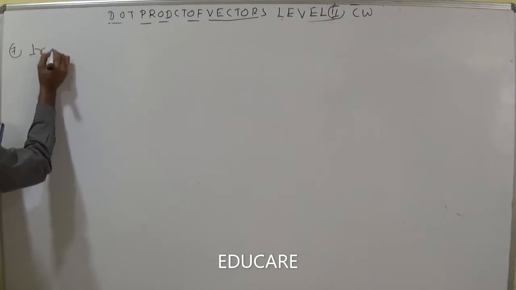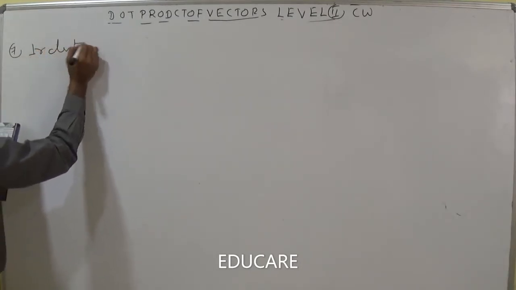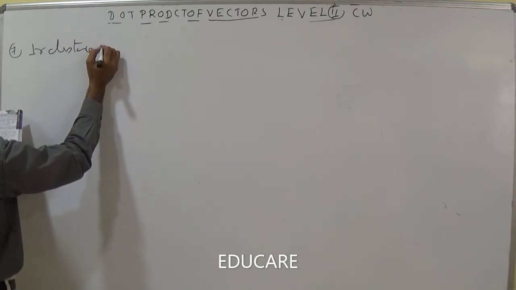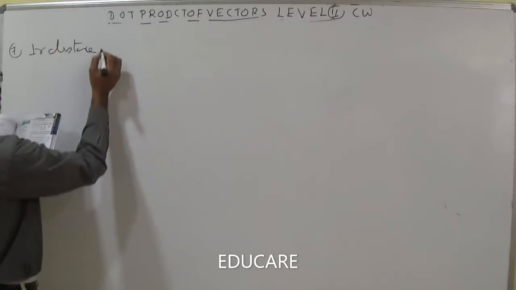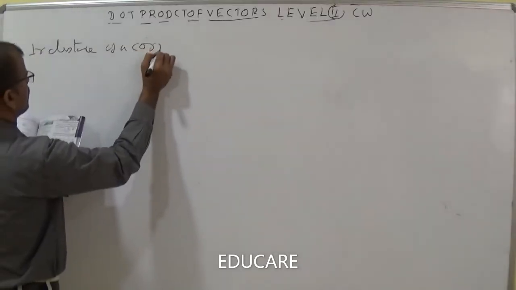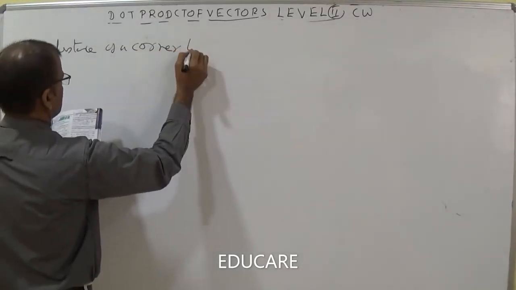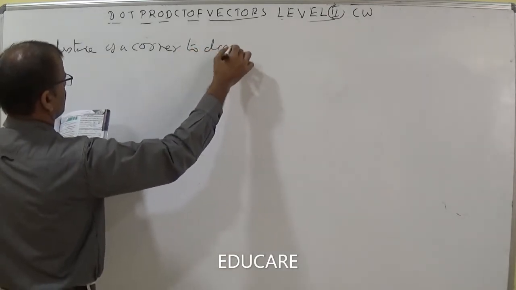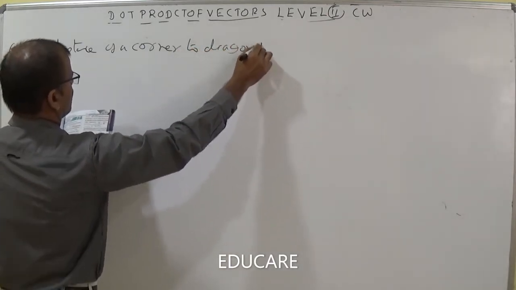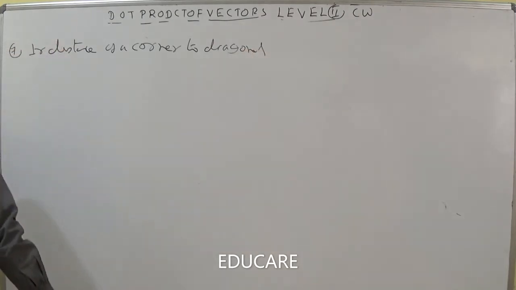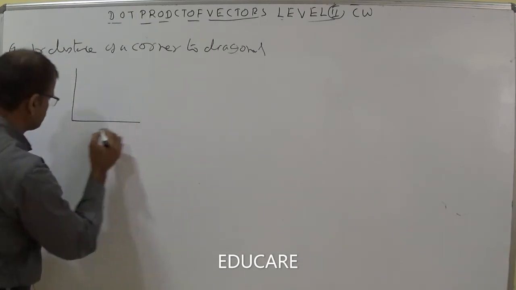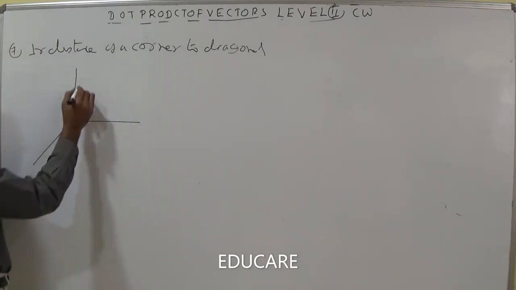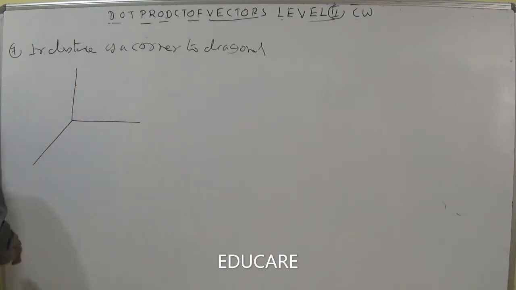The perpendicular distance of a corner of a unit cube from a diagonal. Perpendicular distance of a corner to a diagonal. Let us discuss it as a conceptual question of a cube. Let us draw a cube properly.